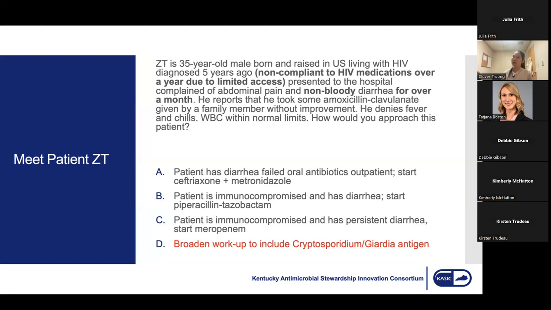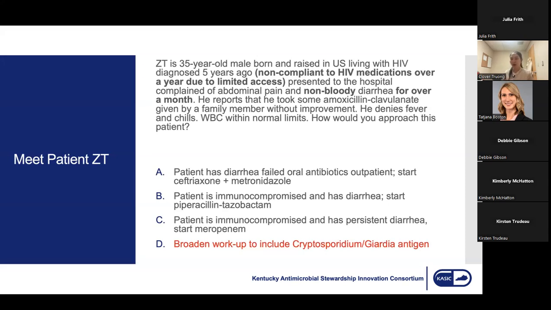Since the patient has had diarrhea for over a month, and is a patient living with HIV non-compliant with their HIV medications and at high risk, we should work up for parasitic infections, and one of the most common ones is cryptosporidium and Giardia intestinalis. In fact, this patient was positive for both cryptosporidium and Giardia. We gave the patient nitazoxanide, and the diarrhea resolved within 3 to 4 days on nitazoxanide.